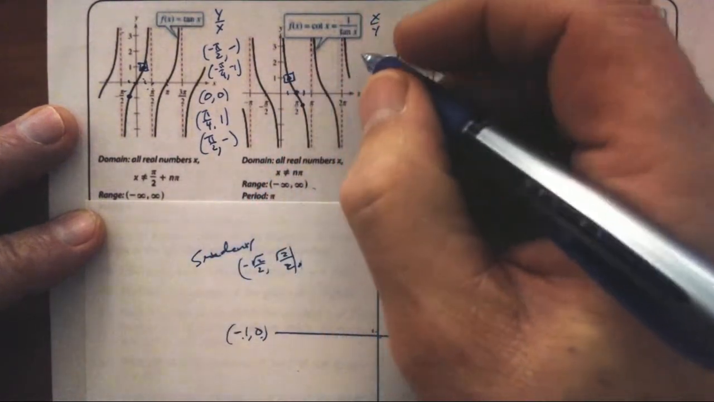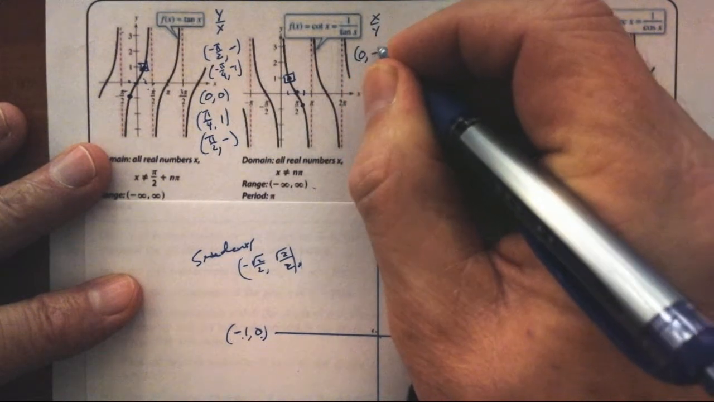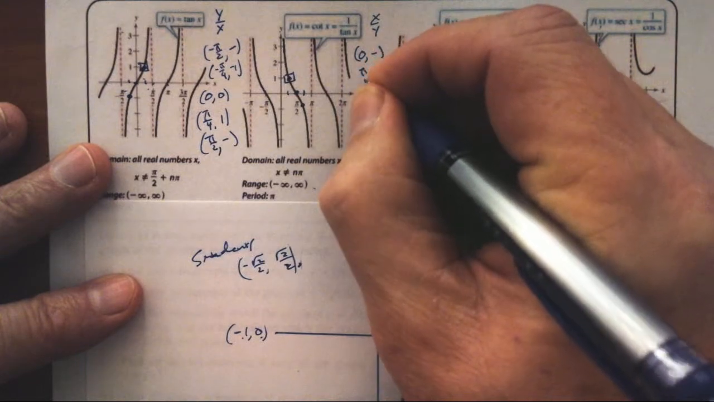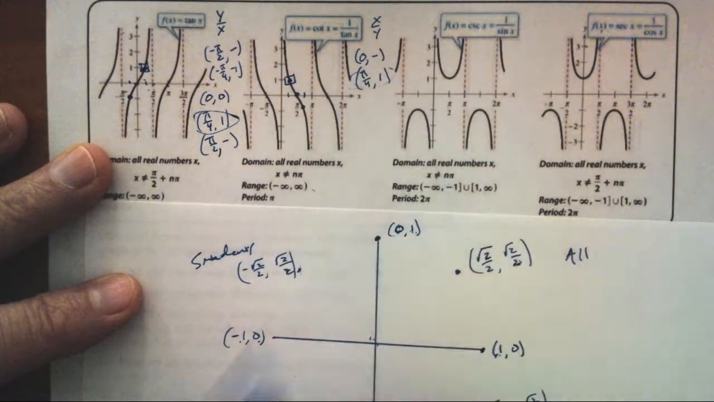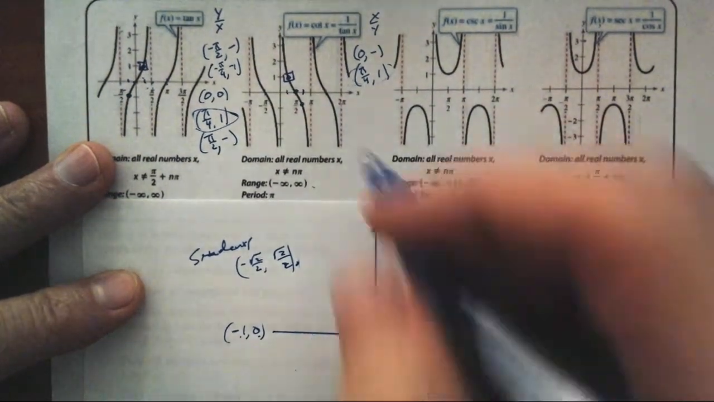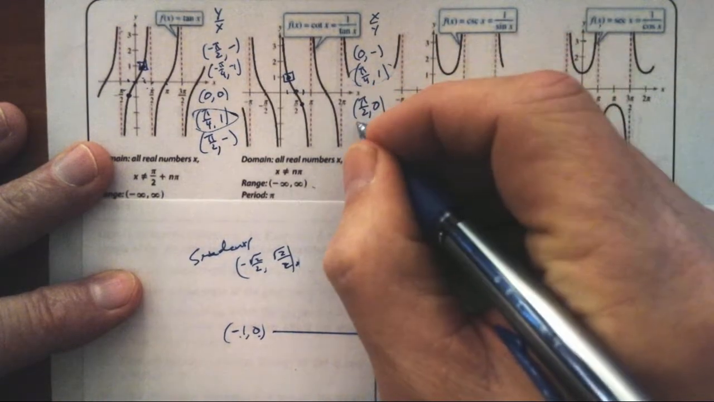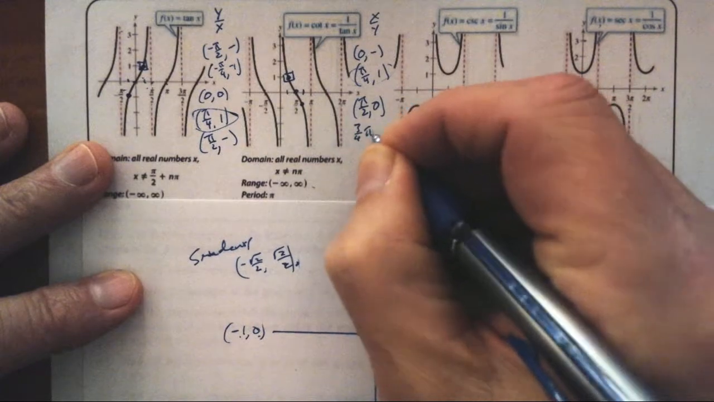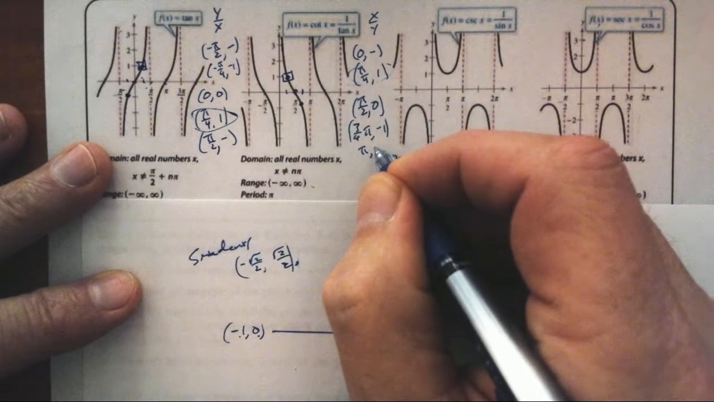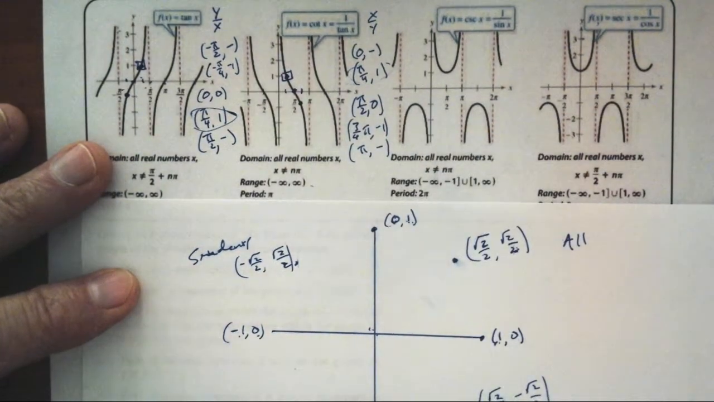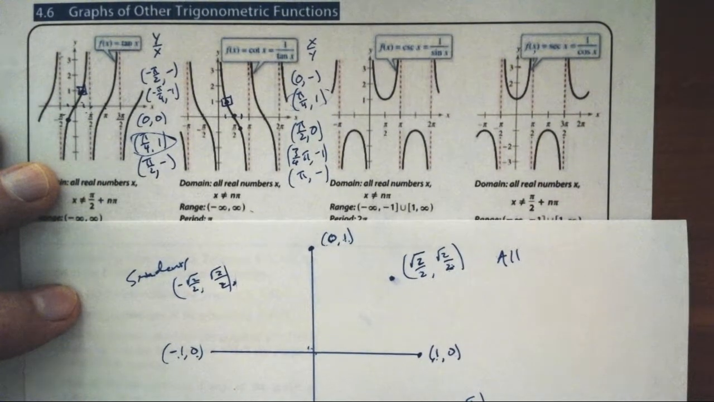So our defining points here for cotangent, I would use 0, undefined, pi on 4, 1, which again is coincidental with tangent at pi on 4, pi on 2, 0, 3/4 pi, negative 1, and pi undefined. Okay, now cosecant and secant, we can really build off of sine and cosine graphs.